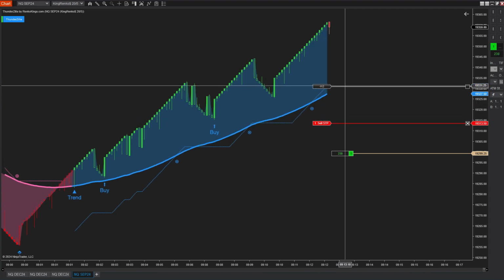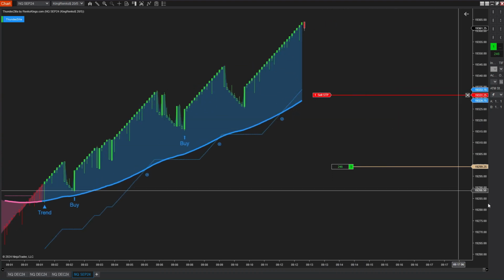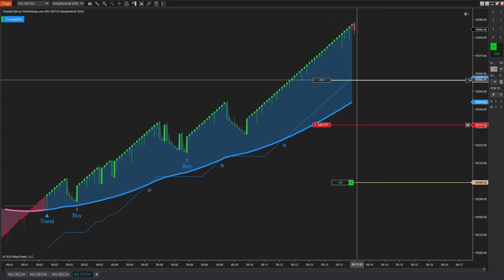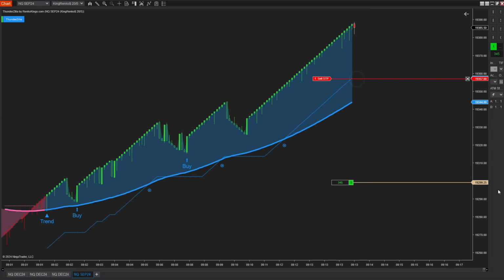When the move stop signal appears, you'll see that the price usually moves up pretty strongly. If the price then drops below the trailing stop, it often means the trend is starting to reverse. By moving your stop loss according to this signal, you're able to lock in your profits more effectively.